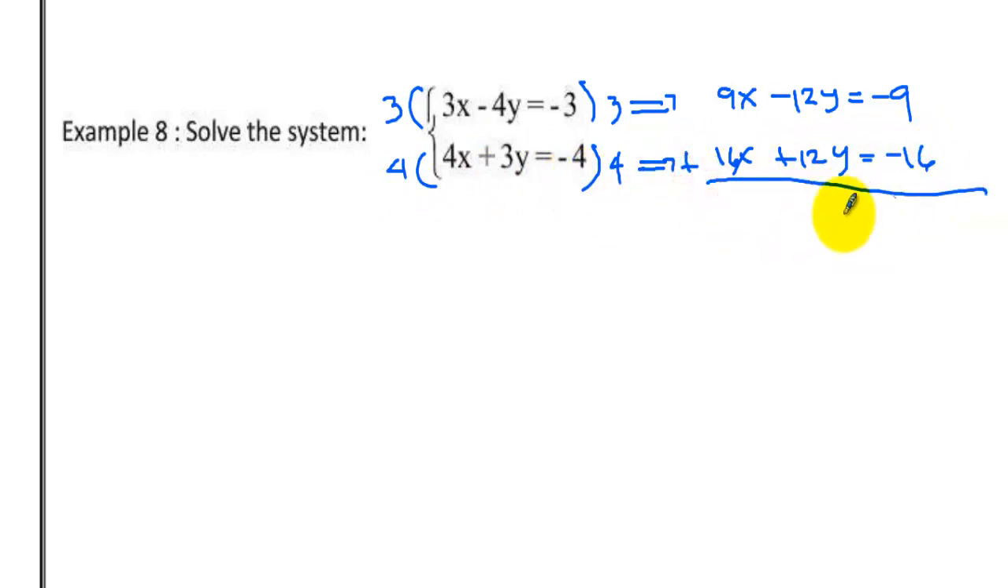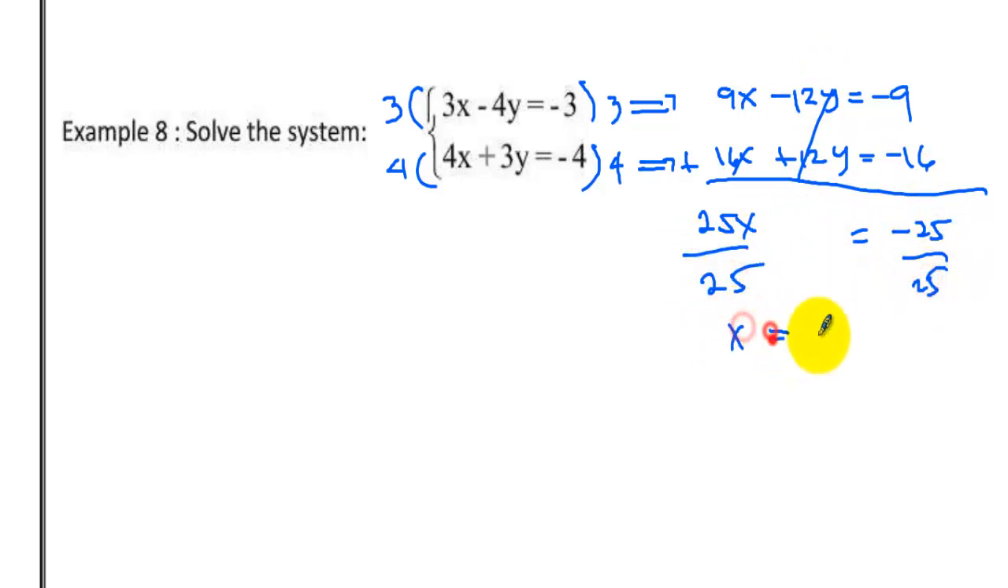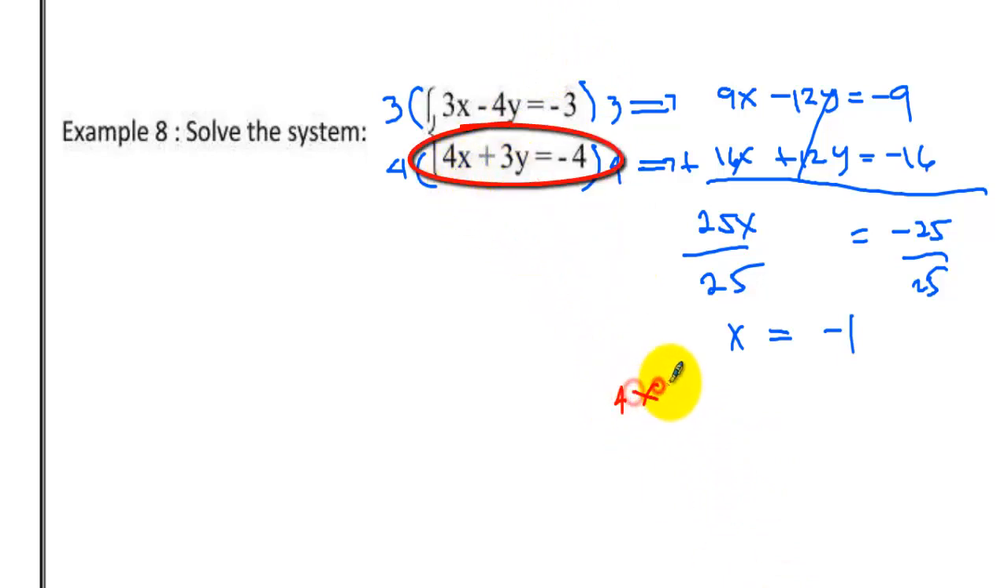Adding the two equations, 9 plus 16 is 25x. This will cancel out. We'll get here negative 25. Divide by 25 both sides, and we'll get x equals negative 1. Next, let's use either one of these equations. I'm going to use the first or the second equation. I'll use this one. So 4x plus 3y equals negative 4.